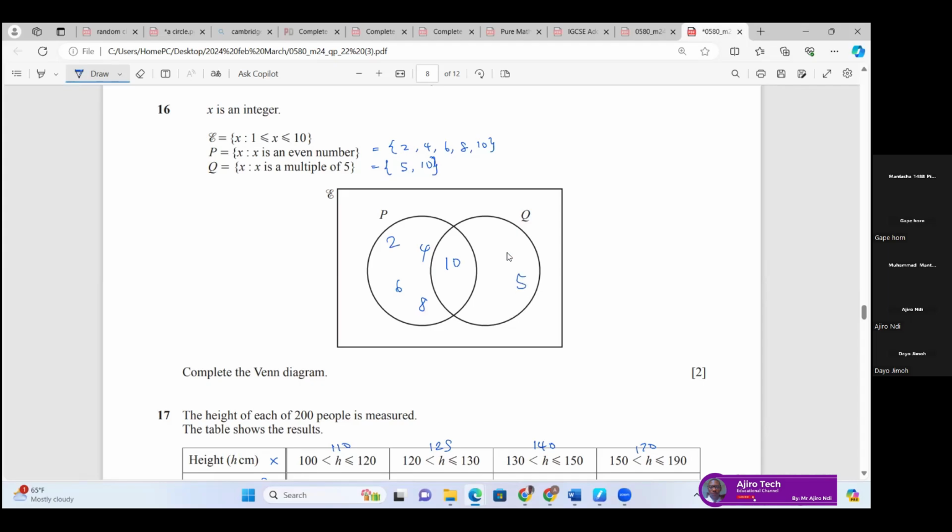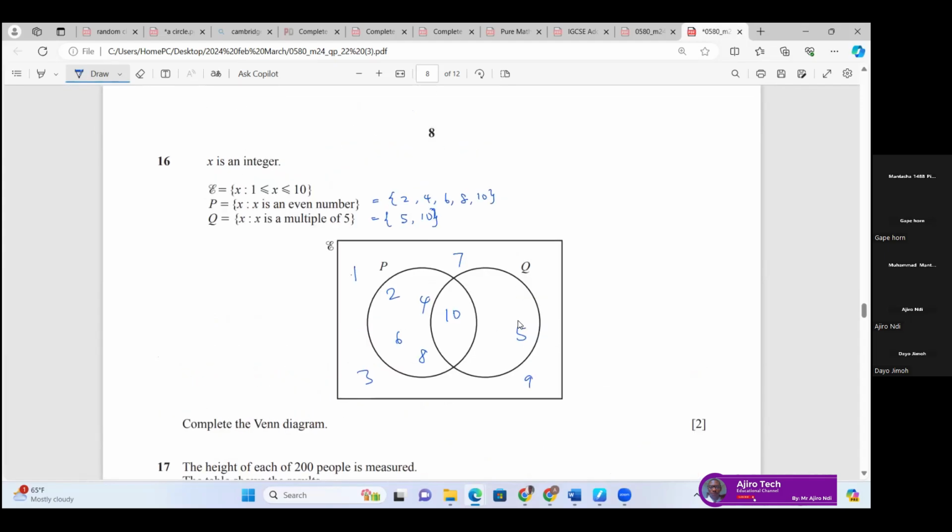So what is not filled yet? What is between 1 and 10 that is not filled? 1 is not here. 3 is not here. 7 is not here. What else? I think 9 is not here. Okay. These are the numbers that are not here. So I think that is the end of that.